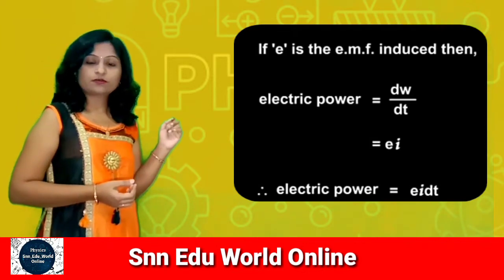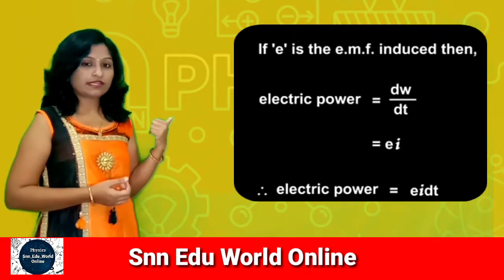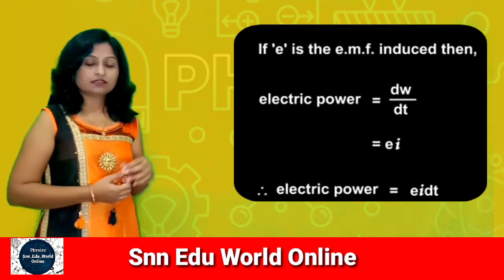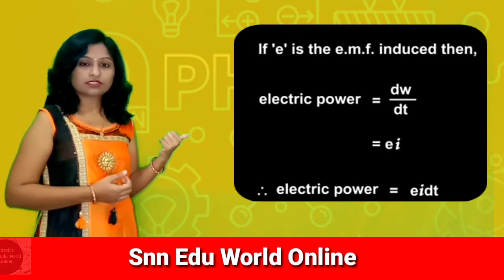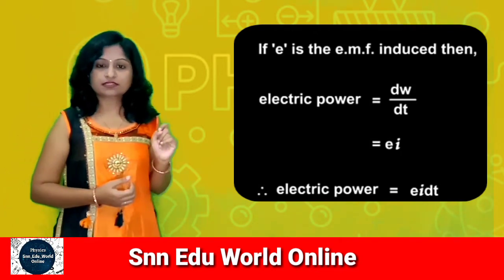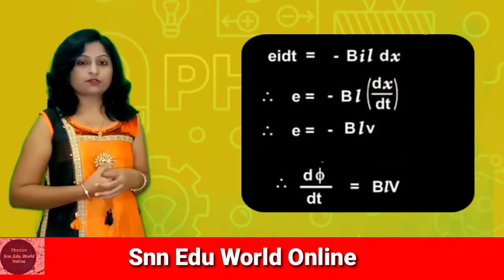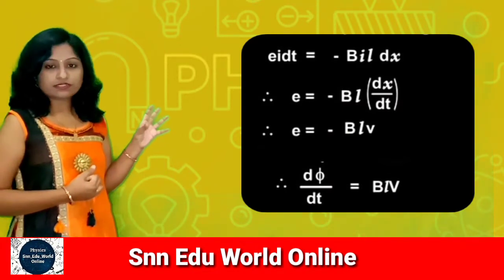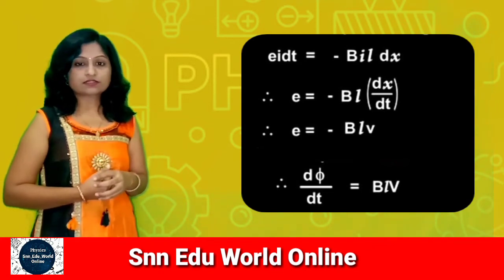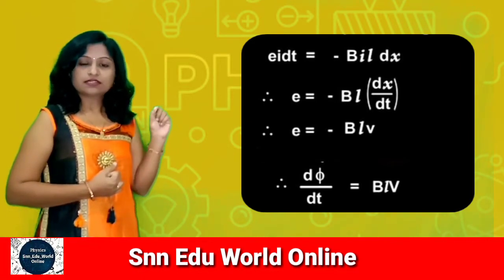So what is work done from this equation? dW is equal to EI into dt. From electric power we are finding work done again here, EI dt. So here due to EMF, the work done is EI dt, and due to the force, it is minus BIL dx. So here we are getting two types of work done on the single frame PQRS. Now we solve these two equations. From those two work done expressions, we equate the two equations. So we get EI dt is equal to minus BIL dx.